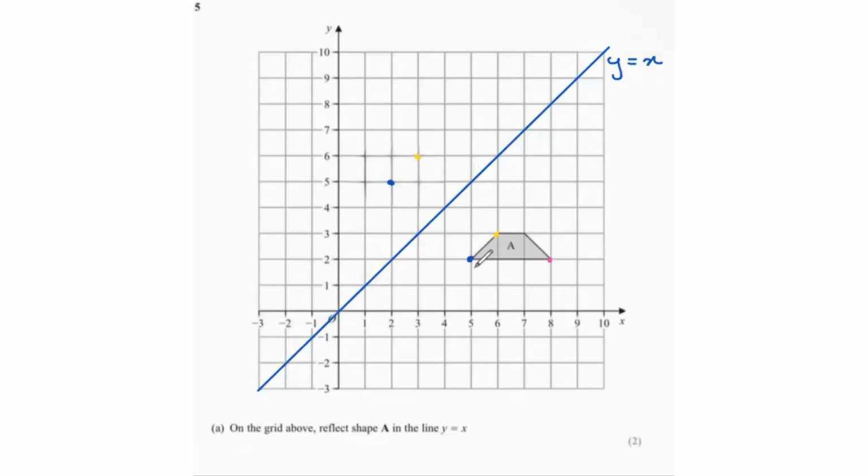Then for this one, it's 1, 2, 3. And lastly, for this one, that's 1, 2. So we're just going in the same line across y equals x, and we're counting the same number of boxes so that it's an exact mirror image. So now we connect the points, and this is your reflection in the line y equals x.